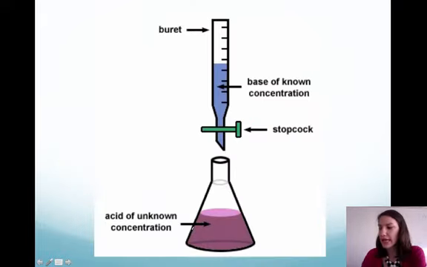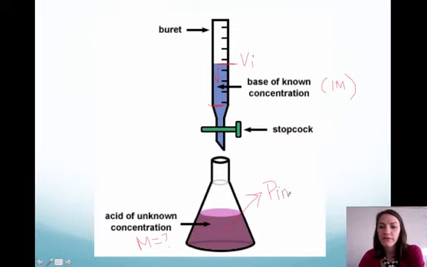So, just like we said, we've got our base that we've got a known concentration of. In our lab, we're going to use 1 molar. And then we're going to have an acid of unknown concentration, which is really what we're looking for. All right? And then what we're going to do, we're going to see where we start out with. This is going to be our initial reading. And then we're going to add until we get a pink color for our phenolphthalein.